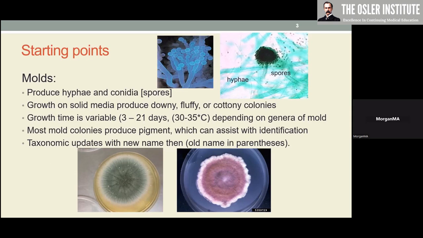The other type of mycology, besides yeast, of course, are the molds. Molds produce hyphae and conidia, or what's known as spores, like shown in the picture. They also grow very well on solid media and can grow from 3 to 21 days at 30 to 35 degrees, depending upon the genera of the mold. Most of the mold colonies are going to produce pigment, which can help us identify them. And also, I'll talk later about some of the taxonomic updates.